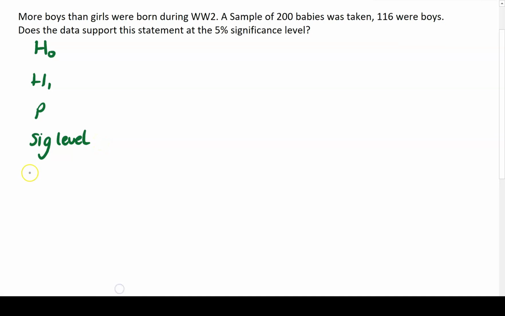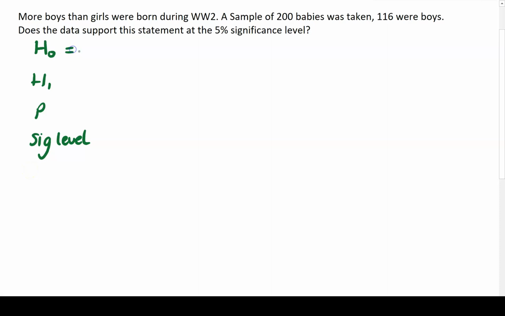Okay, so the first thing we need to do is write down those 5 things. So we need to write down H0, H1, P, sig level, and I've forgotten the other thing. Oh, p-value. So the p-value we've got to calculate.